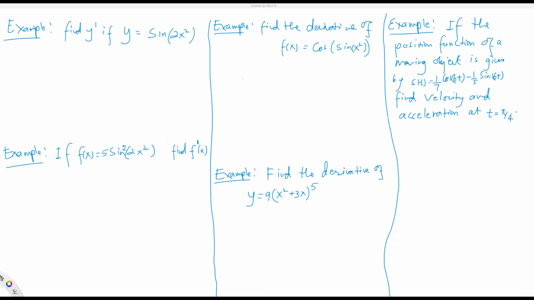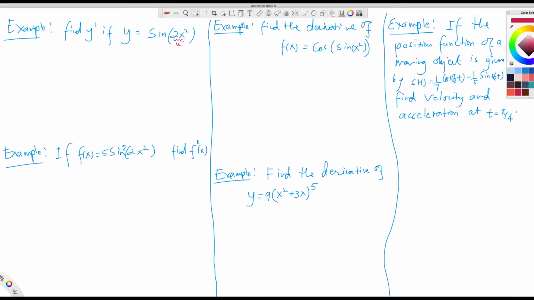Let us see some more examples on the chain rule. Here we will consider some trig functions. So y equals sine, and inside the parenthesis there is 2x squared. You can consider this as u, so it is like y equals sine u. What is the derivative of sine u? Sine u prime is cosine of u times u prime.